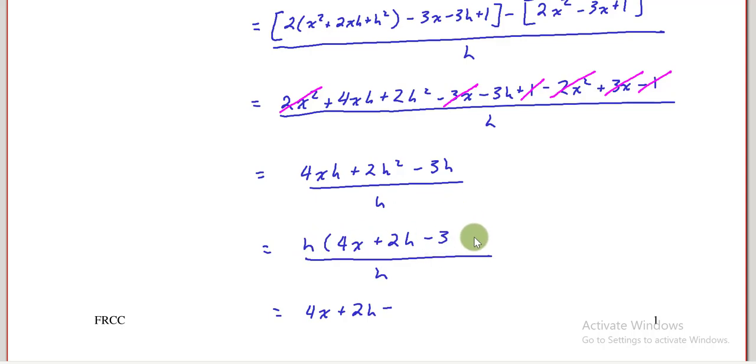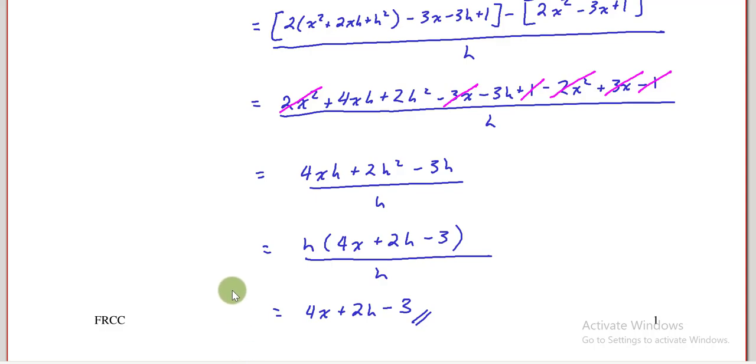So let me just double check that with you, folks. We see that each term in that numerator has a common factor of h. We divided it out. That left me with 4x plus 2h minus 3. Now I can go ahead and divide out the factor h here and the factor h here, and we're left with our answer, the simplified difference quotient, 4x plus 2h minus 3.